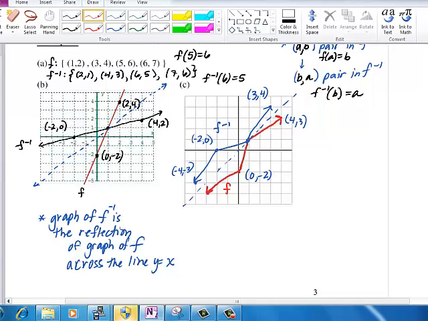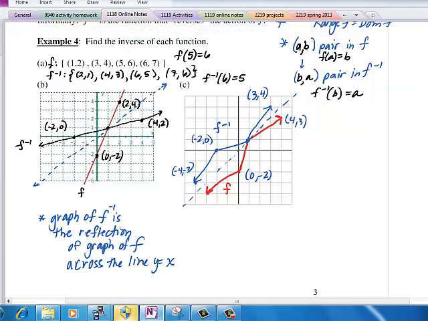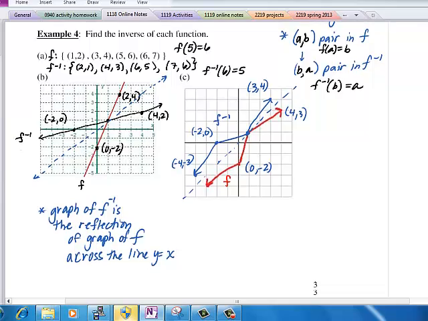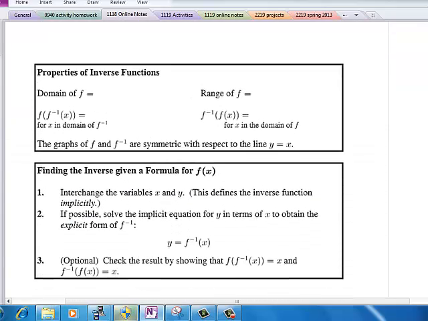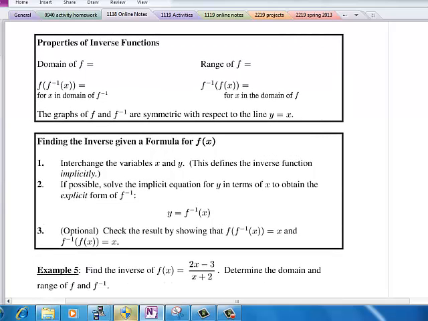So normally we're not going to have a set of ordered pairs or a graph given. Normally we're going to have a formula for the function given. So soon we want to talk about how do we find the formula. First we'll list some properties here that we've kind of listed other places, but the domain of f should be the range of f inverse. The range of f should be the domain of f inverse.